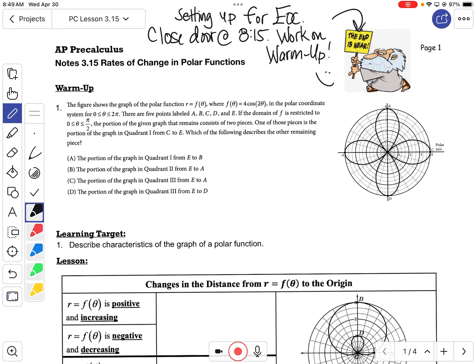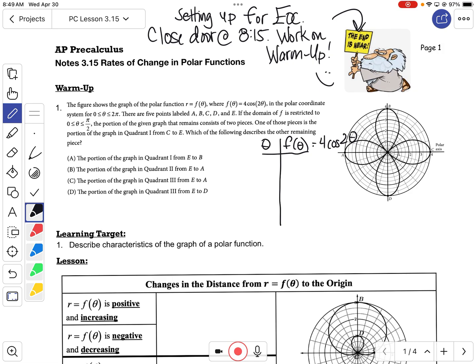So what I like to do is I really like to go to my chart, F of theta, which is 4 cosine 2 theta. And we're just going to play with it a little bit, okay? So it wants to know which parts we're talking about. Is it in quadrant 2 from E to B? Is it quadrant 2 from E to A? Quadrant 3, E to D?